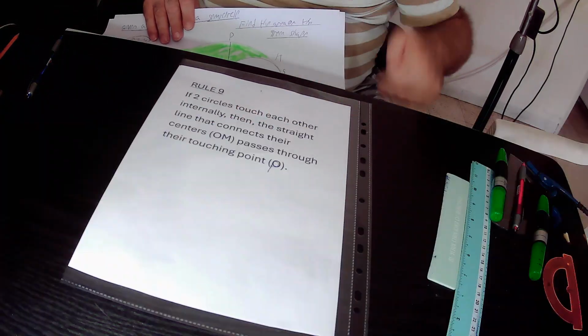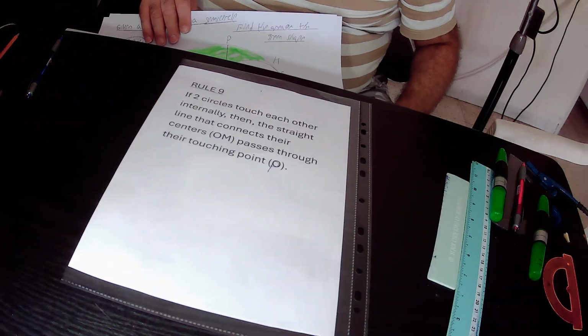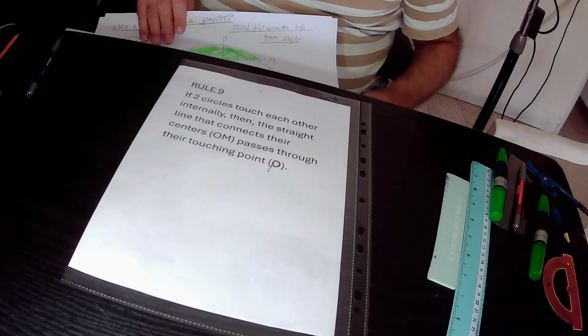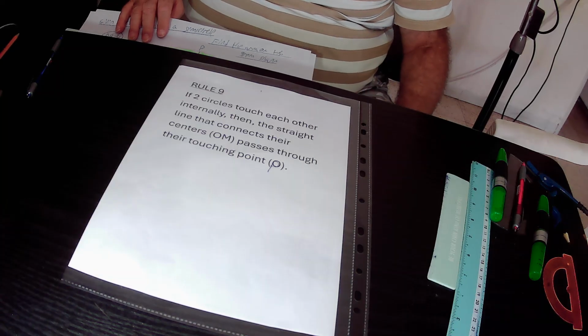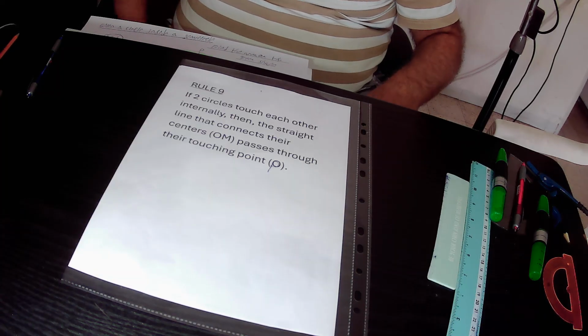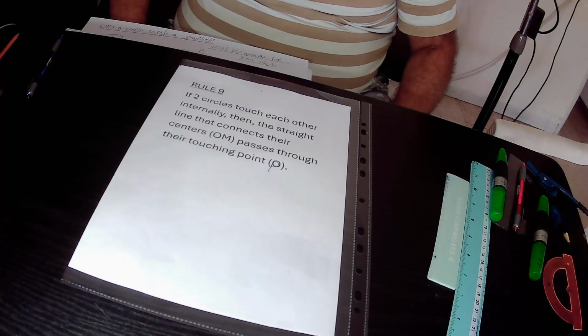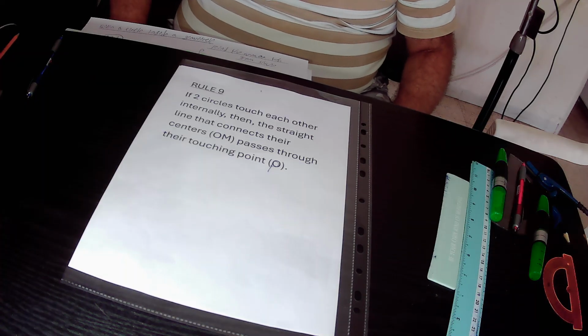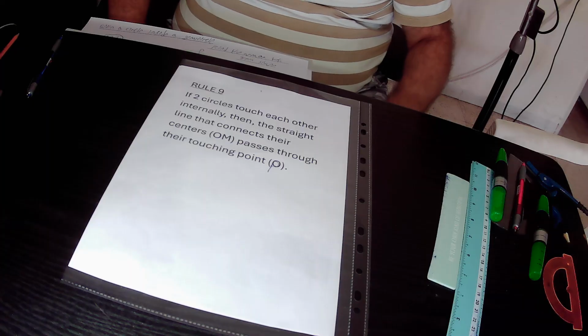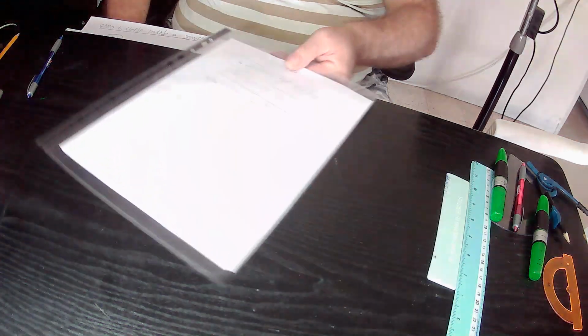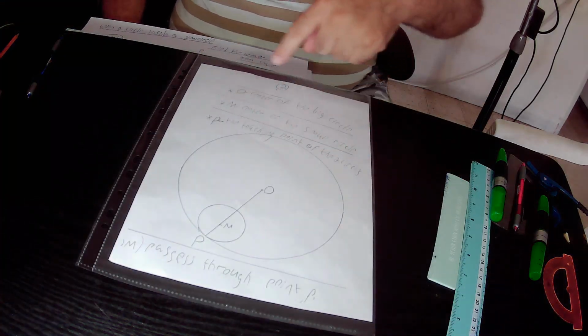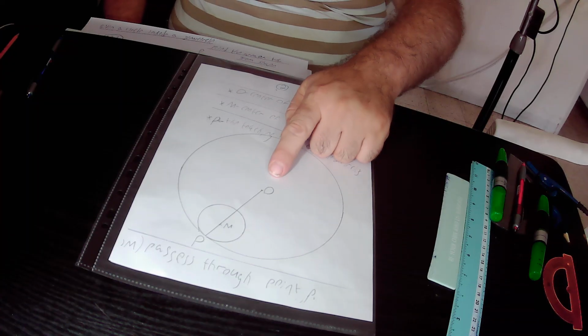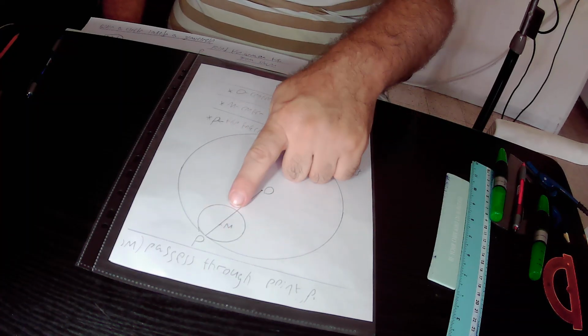According to rule 9, if two circles touch each other internally, then the straight line that connects their centers together passes through their touching point. So in the drawing, we have two circles. The center of this big circle is O. The center of this small circle is M.